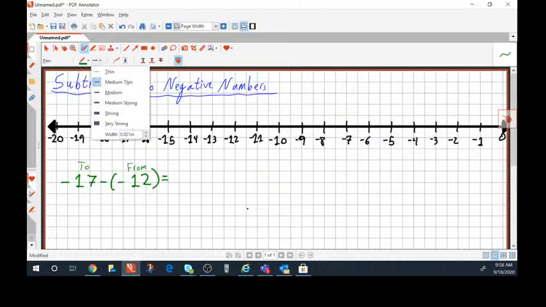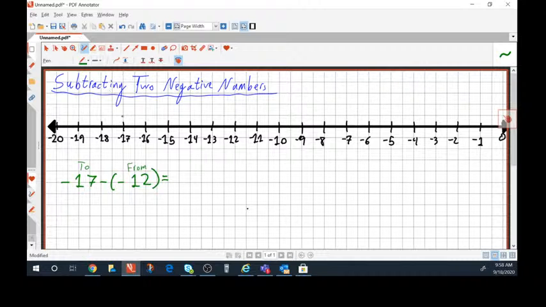Okay, so here's what I'm hoping happened. If you're going to negative 17 from negative 12, we should be able to count those spaces. 1, 2, 3, 4, 5. And I went 5 to the left, which means that the result is negative 5. So negative 17 minus negative 12 is negative 5.